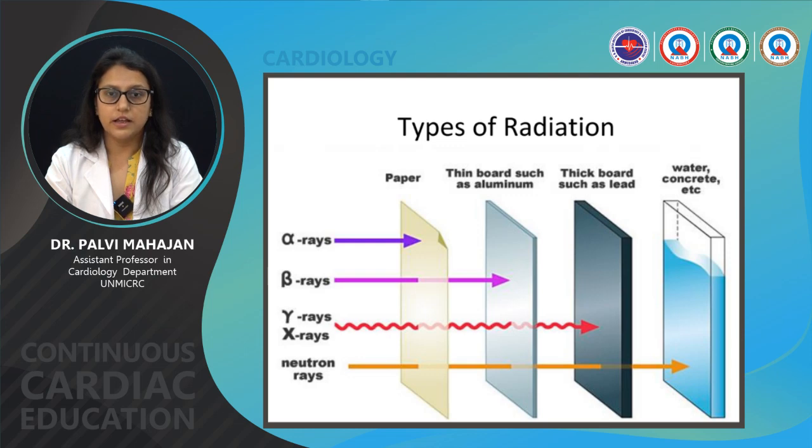Alpha rays can penetrate only as thin as paper. Beta can penetrate thin boards such as aluminium. Gamma and X-rays can penetrate thick boards such as lead. Neutron rays can penetrate water and concrete, etc.